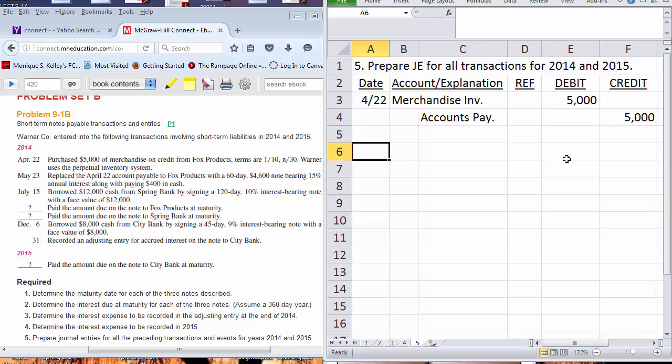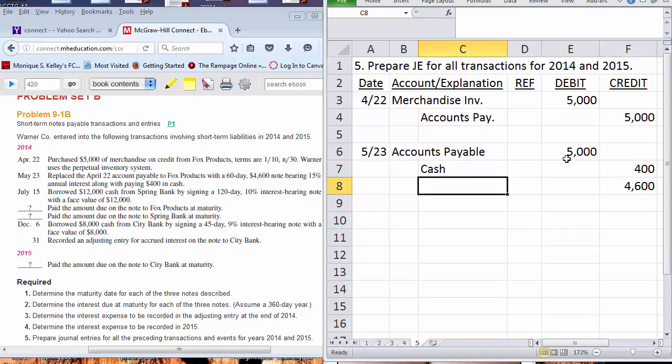And then on the 23rd of May, we replace our April 22nd account balance with a 60-day note. So we're going to go ahead and debit the accounts payable for 5,000, and this was in exchange for cash. We paid them cash for 400, and then we signed a note because they probably wanted a little money on the account to make sure that we were good for it. So let's go ahead and credit notes payable for the principal. We do not recognize interest at this time because it has not been incurred, has not happened.